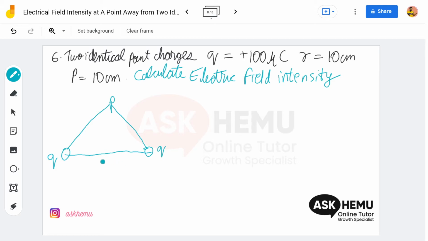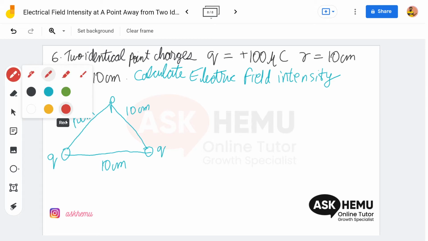Of course, both the charges are also separated by a distance of 10 centimeters, which we have to factor in when making our calculations. For electric field intensity, we have to add the horizontal and vertical components separately. Since the sides of the triangle are all 10 centimeters, this is an equilateral triangle, and hence the angle is 60 degrees.